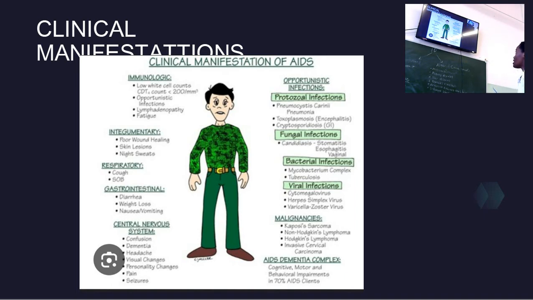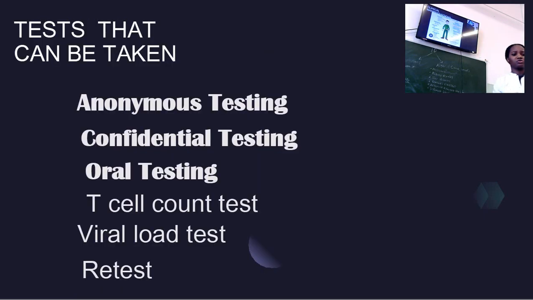And then for viral infections, we have under immunologic, cytomegalovirus and herpes simplex virus. And then for bacterial infections, we have mycobacterium avium complex and tuberculosis. And then for fungal infections, we have candidiasis, stomatitis, esophagitis, and vaginal. And then for protozoa, it's pneumonia, basically pneumonia.